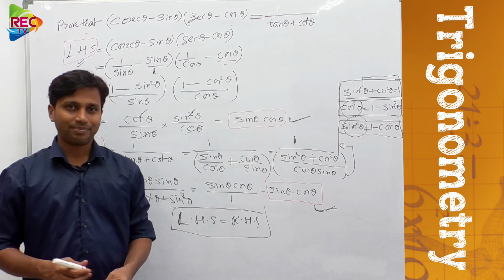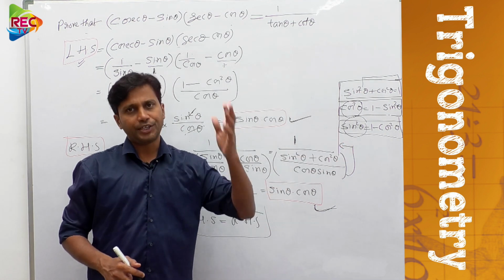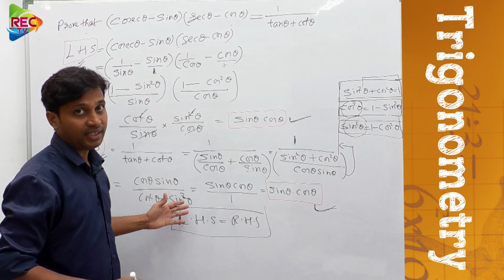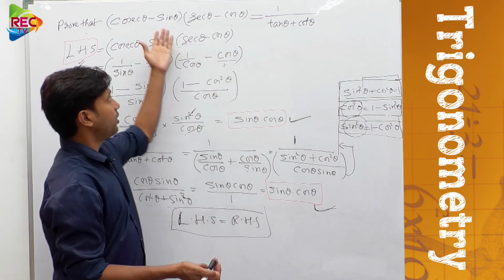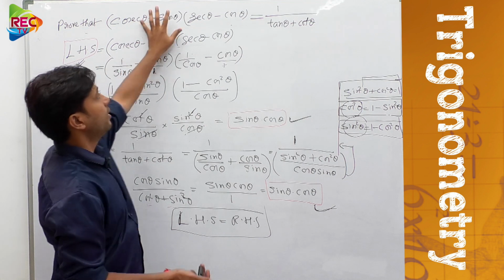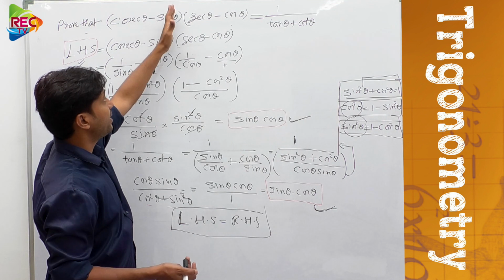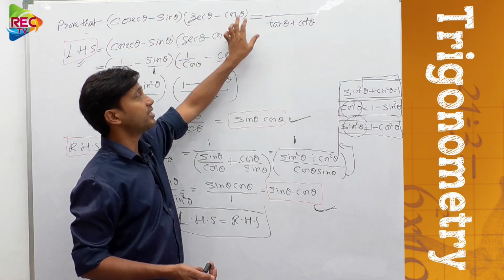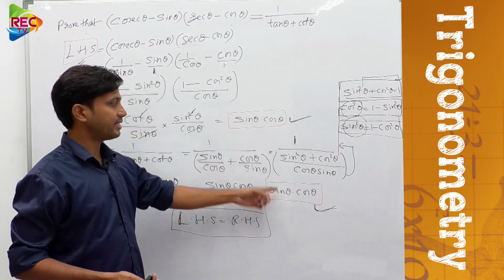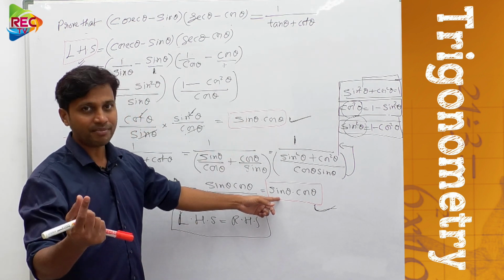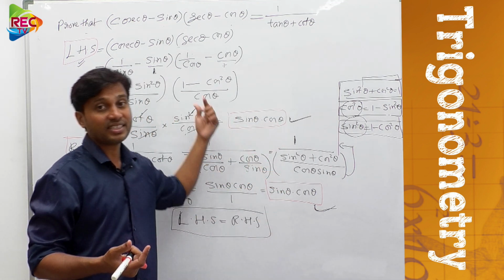We did this in a separate way. Instead of taking LHS to obtain the RHS, we took both the LHS part and RHS part and we obtained the same value. So therefore, it is proved. So here we got that the LHS part is equal to the RHS part. So therefore, we proved that cosecant theta minus sin theta into secant theta minus cos theta equal to 1 by tan theta plus cot theta. We proved it because LHS and RHS values simplify to the same terms. After simplification we got the same answers for LHS and RHS.